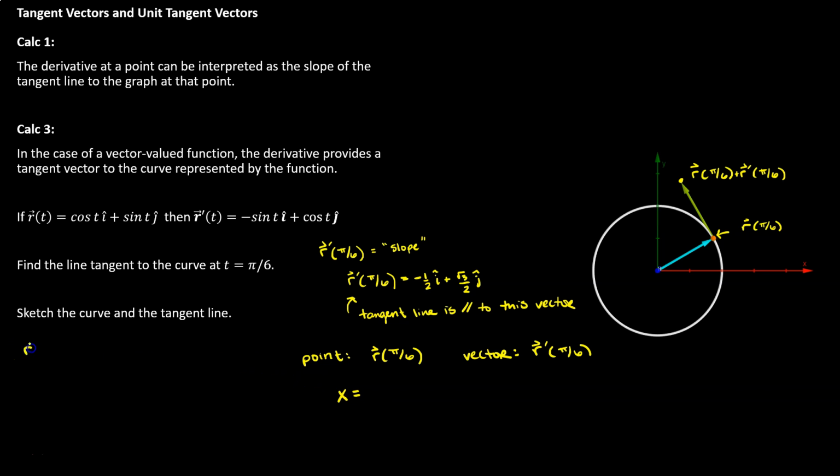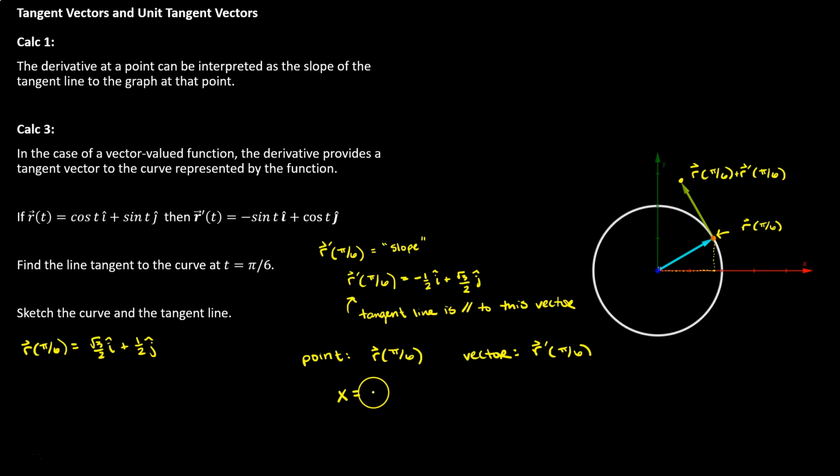So let's go ahead and do that. r at pi over 6, that would look like cosine at pi over 6 in the i hat direction, plus sine at pi over 6 in the j hat direction. And we can see that matches up with our graph. In the x direction, we're traveling root 3 over 2. In the y direction, we're traveling 1/2.